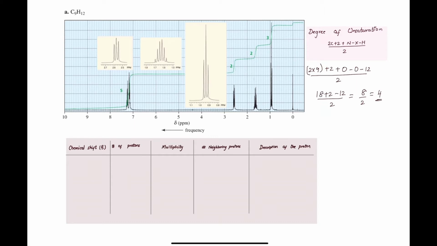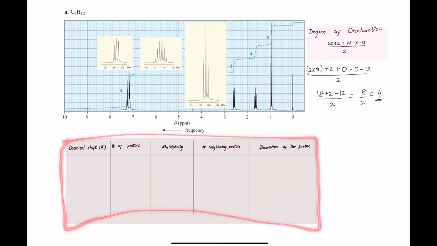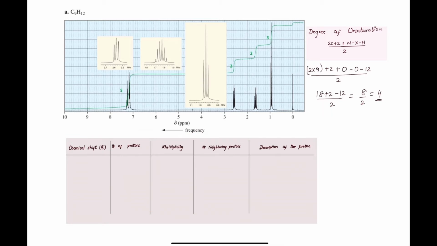For analyzing the NMR, I always like to use this table, which is going to help us determine the compound more precisely. I'm going to go from the shielded region to the downfield region and list down the different peaks with their chemical shift and multiplicity, and also the neighboring protons that each has.